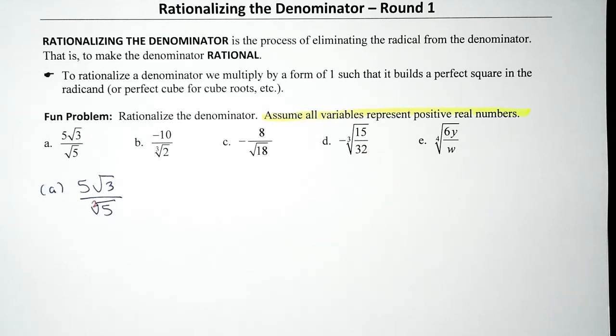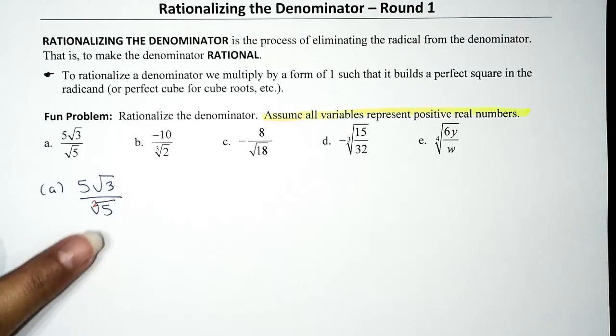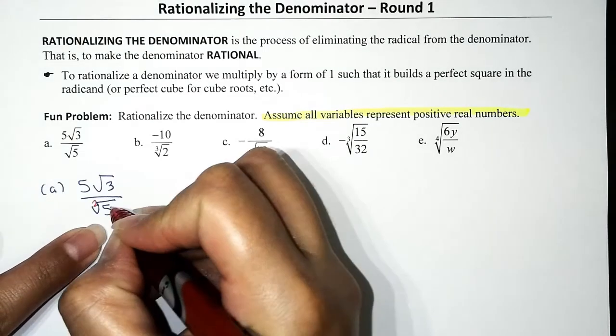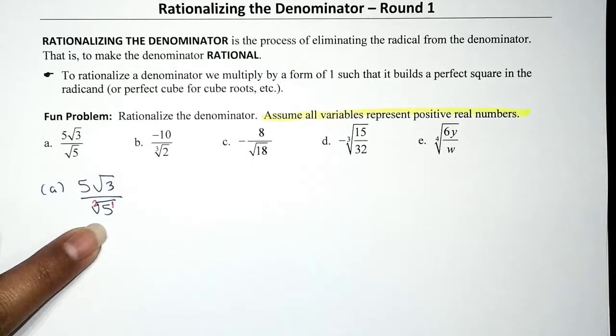Okay, so problem A, rationalize the denominator, code for get rid of the radical in the bottom. The question that I'm going to ask myself is this: how many terms do I have in the bottom? 1. Okay, cool, just 1. That's my kind of problem. So I'm going to identify the exponent in the radicand, which is 1. Okay, let me go ahead and zoom in.